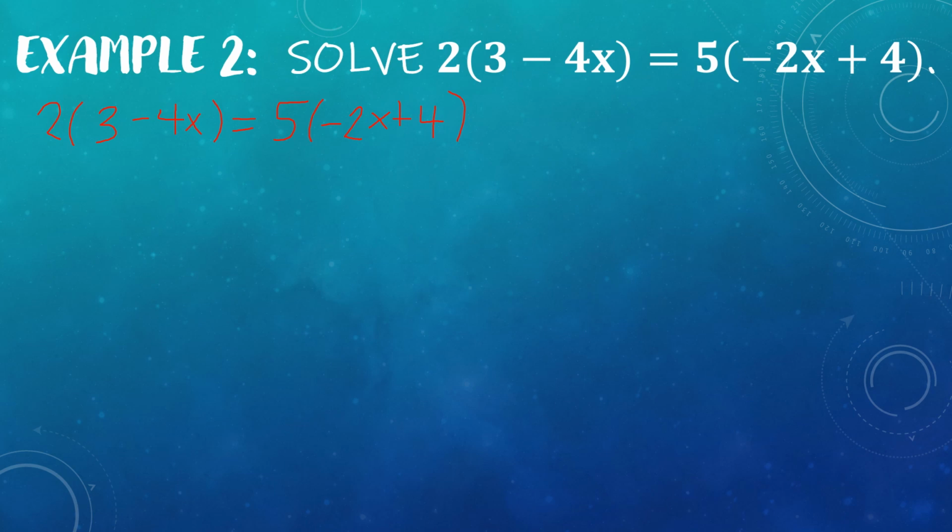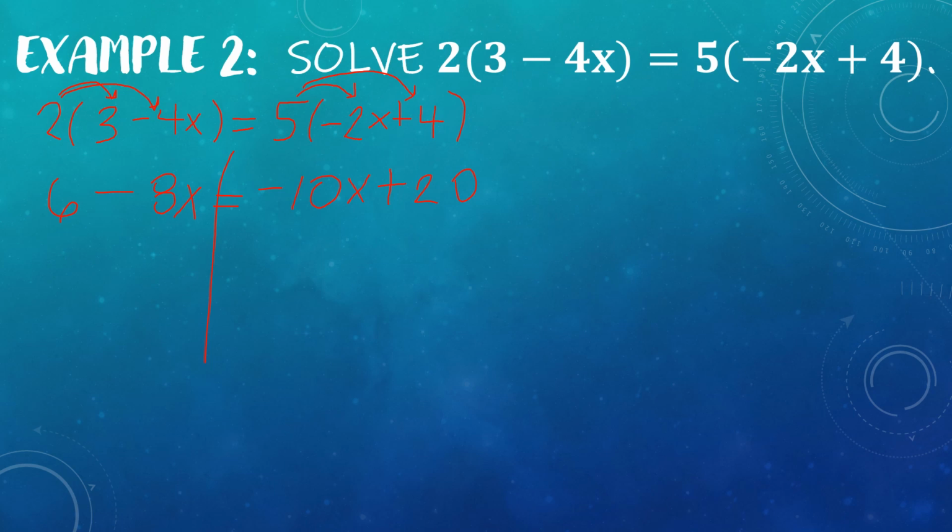So I'm going to take the 2 and distribute to 3, so 2 times 3 is 6. And I'm also going to distribute to -4x. 2 times -4x is -8x. On the right side, 5 times -2x is -10x. And 5 times 4 is positive 20. On the left side of the equation, I have two unlike terms, and on the right side, I have two unlike terms, so I cannot combine any terms.